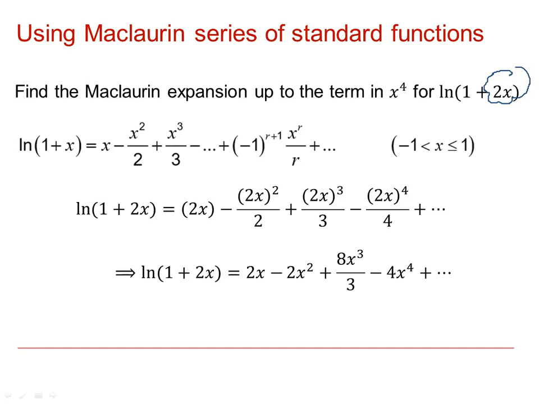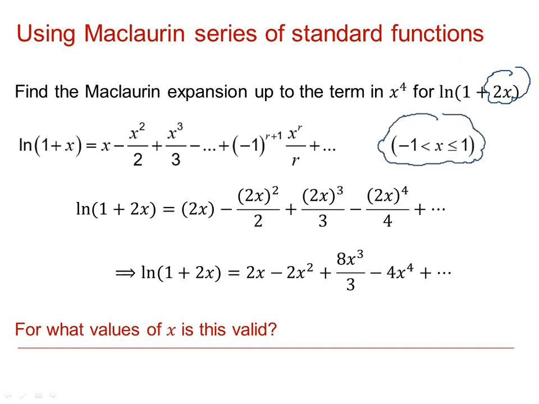Now what we should then ask ourselves is, what values of x is this valid for? Well, we can take this from the formula that we're given. So instead of x in this, we've got negative 1 is less than 2x is less than or equal to 1. And therefore, we've got that negative 1/2 is less than x is less than or equal to 1/2. So it's valid for that range of values of x.